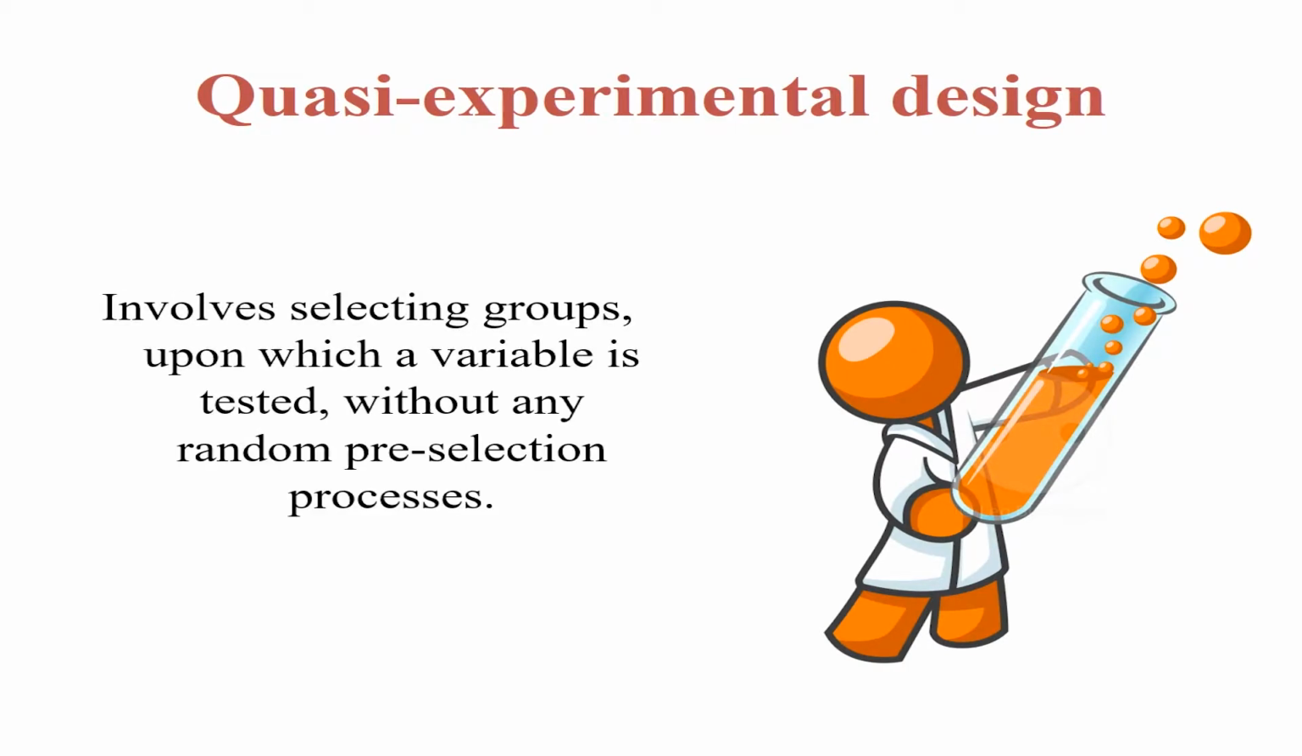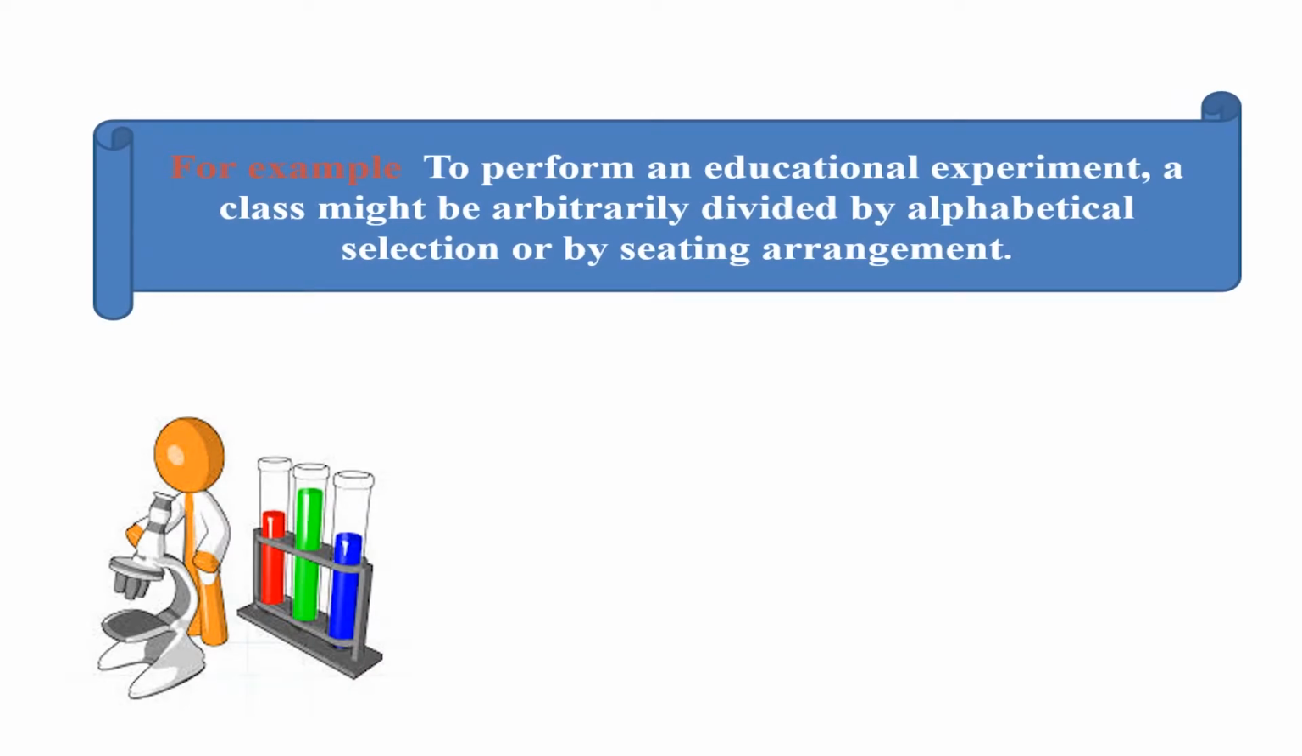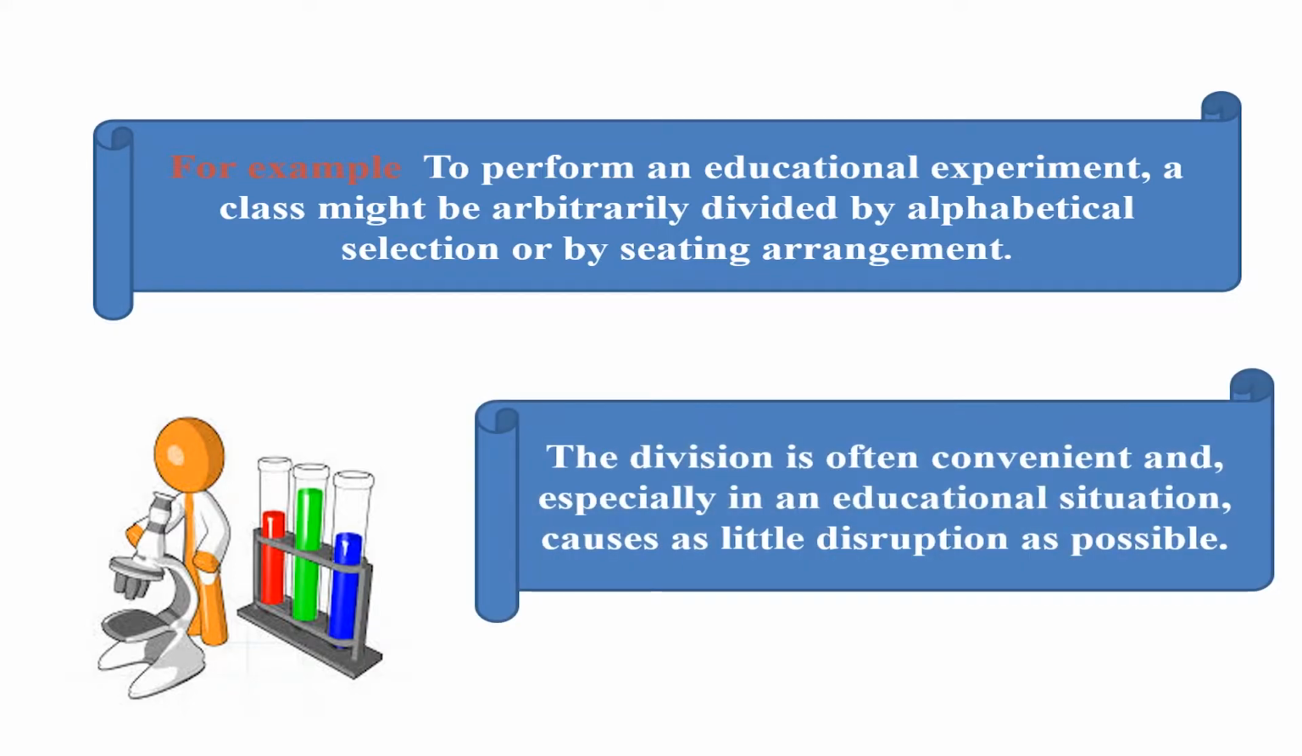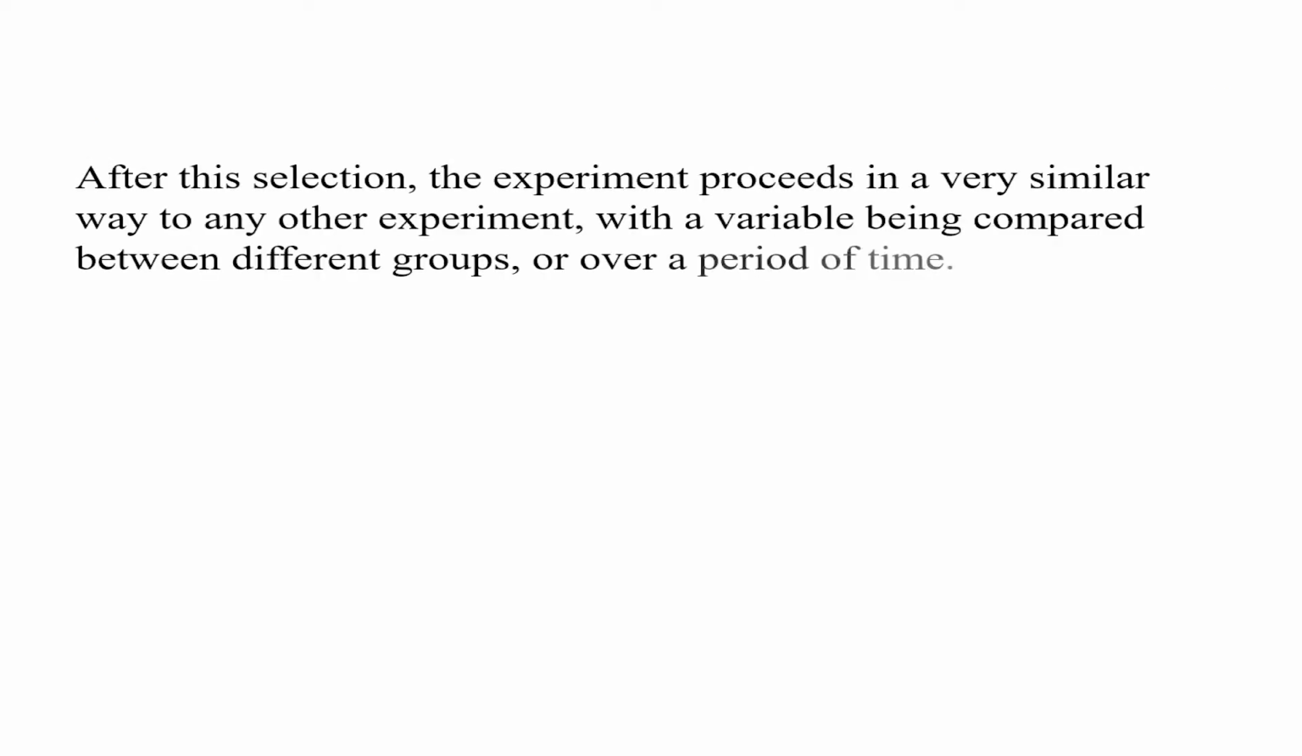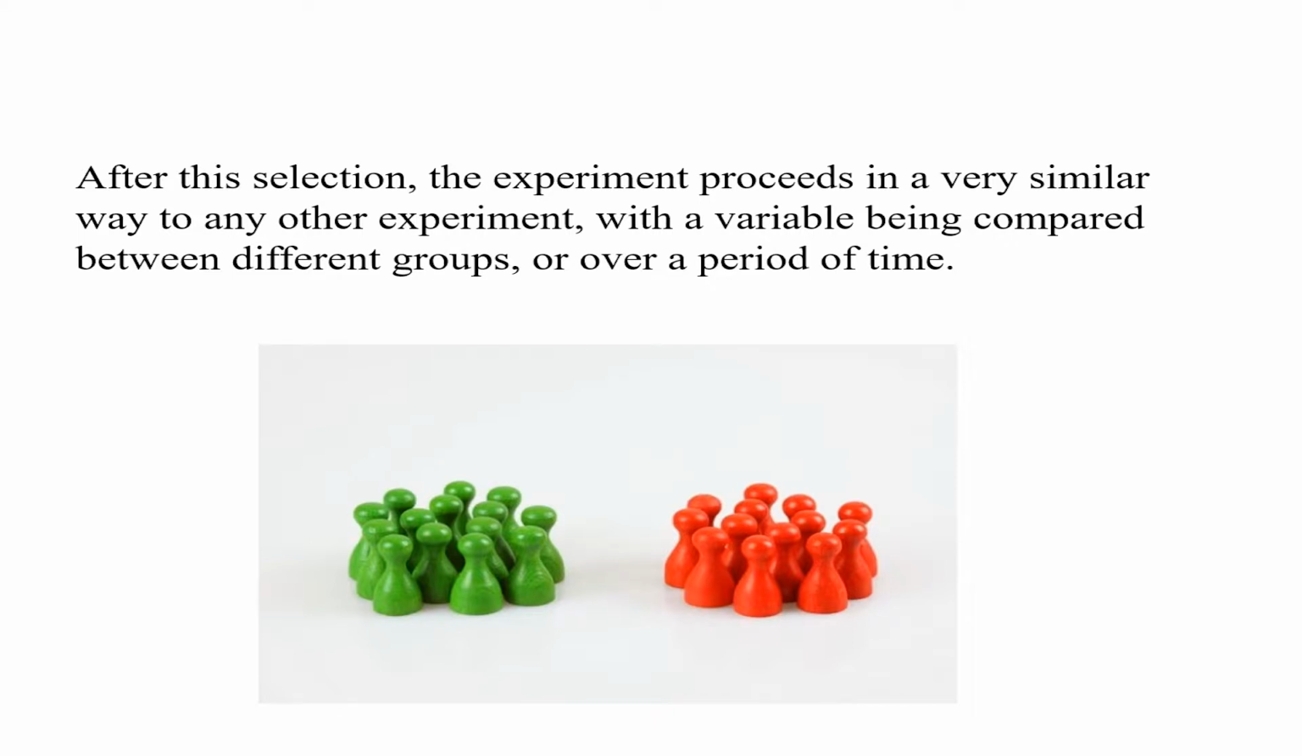This design involves selecting groups upon which a variable is tested without any random pre-selection processes. For example, to perform an educational experiment, a class might be arbitrarily divided by alphabetical selection or by seating arrangement, and especially in an educational situation, causes as little disruption as possible. After this selection, the experiment proceeds in a very similar way to any other experiment, with the variable being compared between different groups or over a period of time.